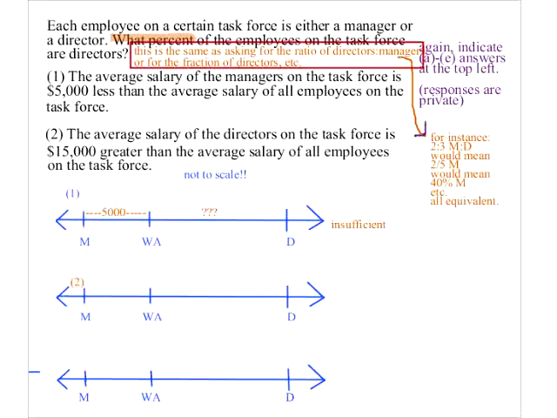we don't know what this distance is, but we know that this distance is 15,000. That's still insufficient, though, because we don't have a ratio. In this case, if you have them together, then the weighted average is, this is 5,000, this is 15,000. So this is sufficient. Again, you don't have to do the work, but notice that the quantity ratio is the inverse of these distances.